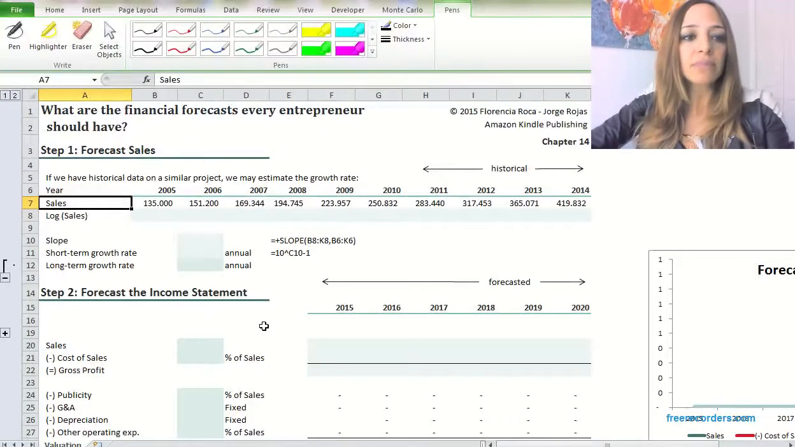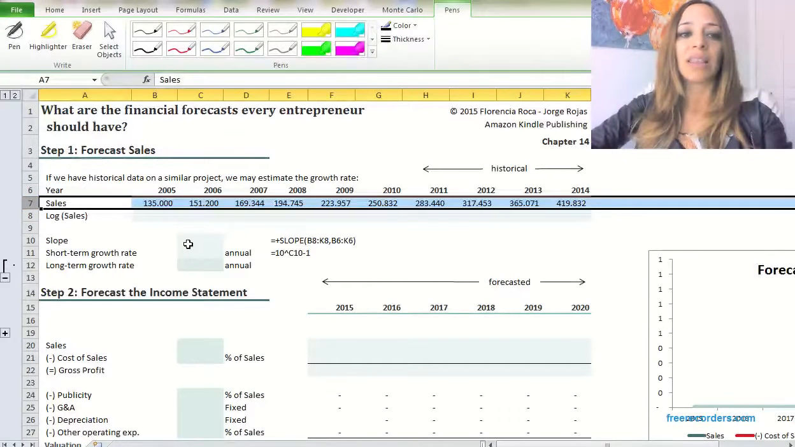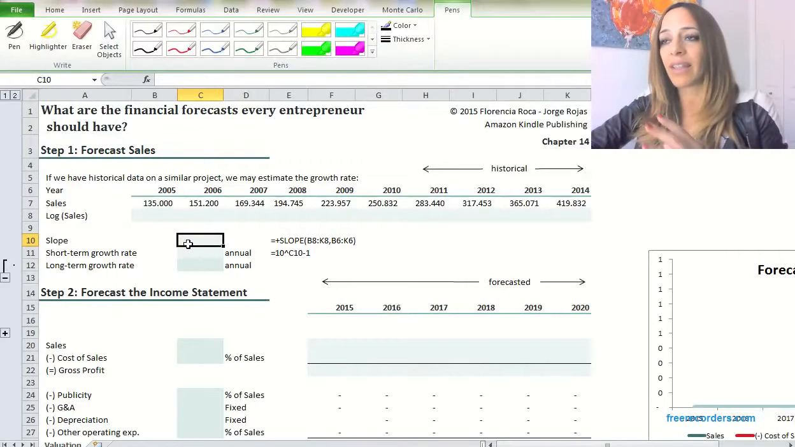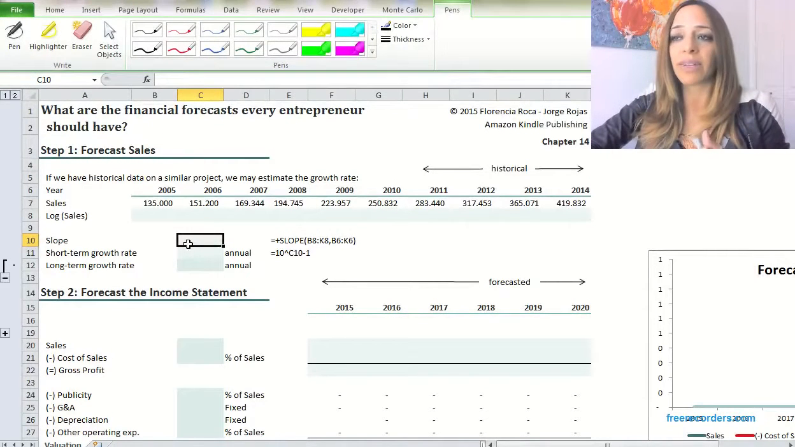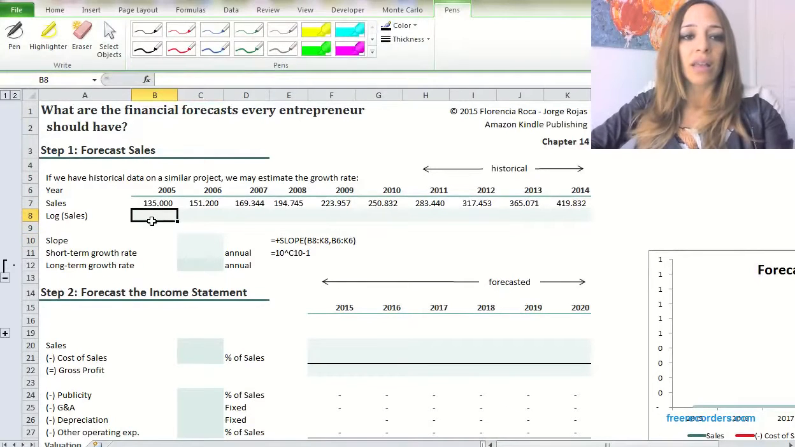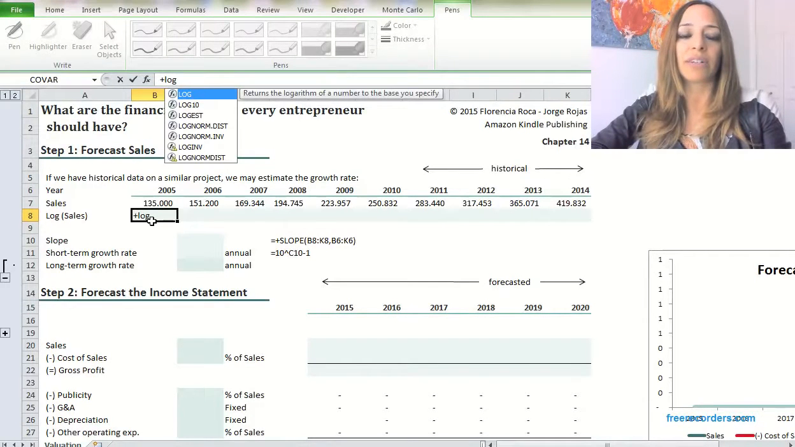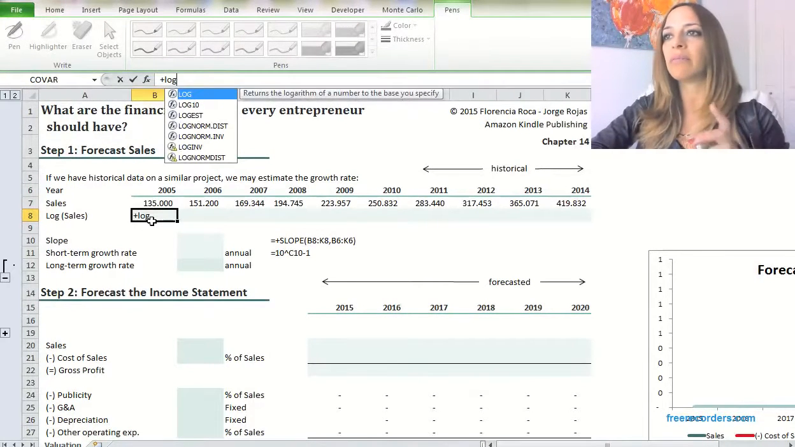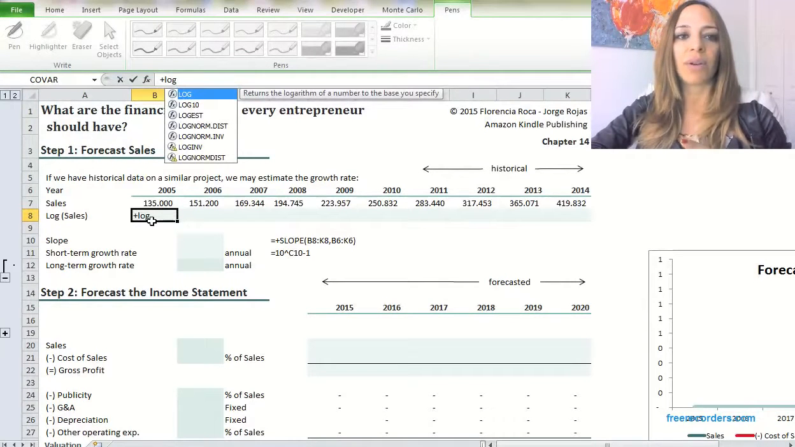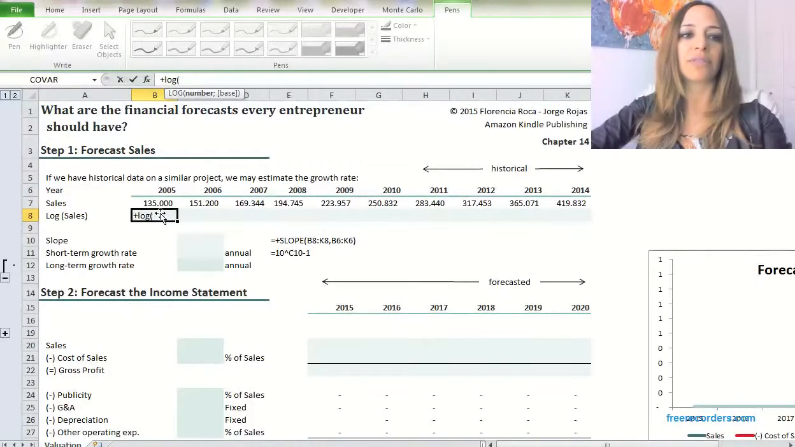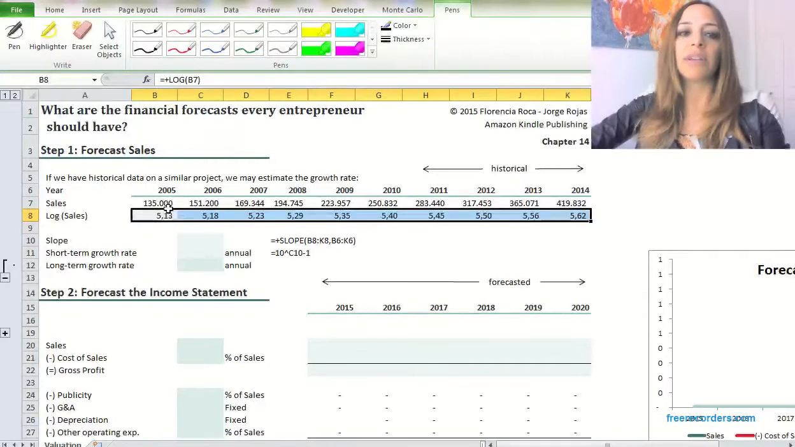We have in line 7, you can see these are sales for the last 10 years of another business, of another company, a similar one with similar risk, but another company. So the first thing will be to calculate the logarithm of those sales. I will use the Excel function log, which is the same in Spanish or English if you are using an Excel spreadsheet. So it's going to be the log of sales. We do this for every year.